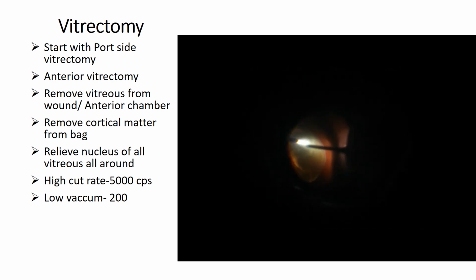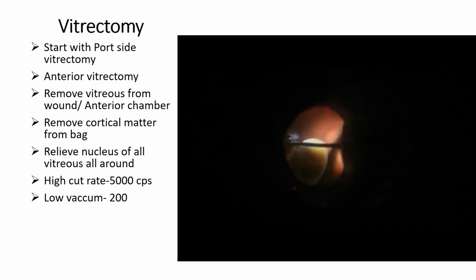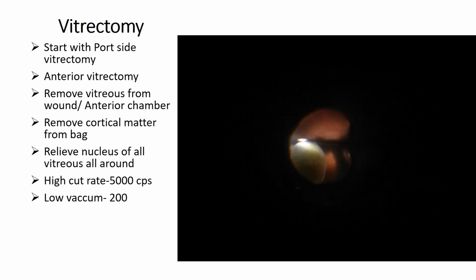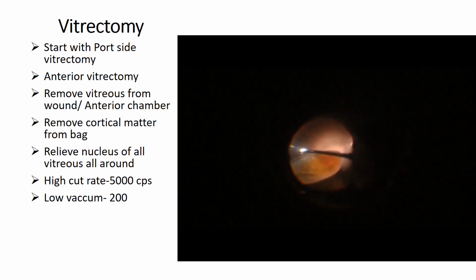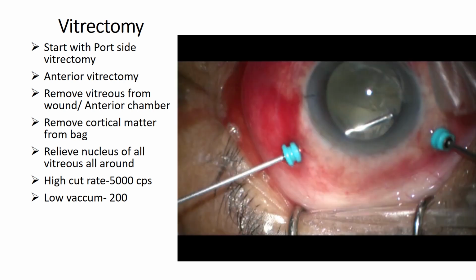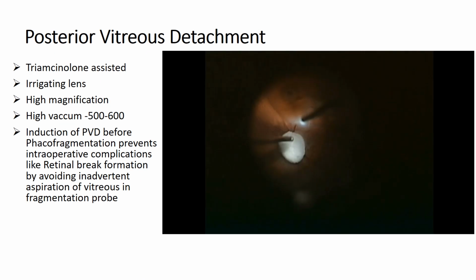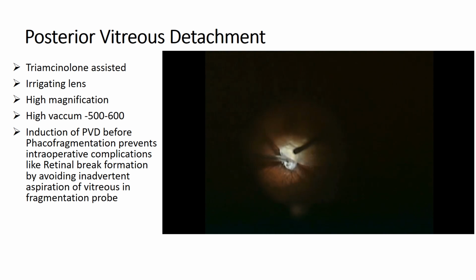Remove the cortical matter before going into the vitreous cavity. Relieve the nucleus of all the vitreous around it with a high cut rate and a low vacuum. Once you are able to relieve the nucleus from the adjacent vitreous, then you can try to induce a posterior vitreous detachment with a triamcinolone assisted technique.